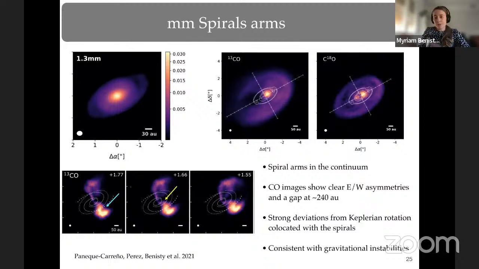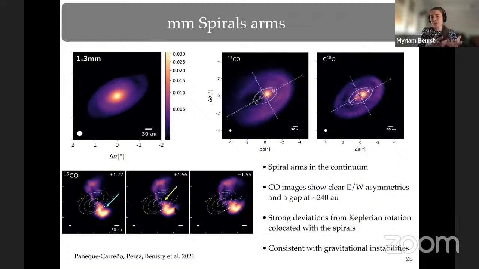And indeed, when we look at the velocity map, so really the velocities of each emission from the CO emission line, what we find is that there are these arcs here, this C shape, that show strong deviation from Kepler rotation. So the disk that is unperturbed around the star should be rotating in Kepler rotation. And what we find is that in conjunction with the spirals that we see in the millimeter, we have these asymmetries. And this is something that is consistent with gravitational instabilities.